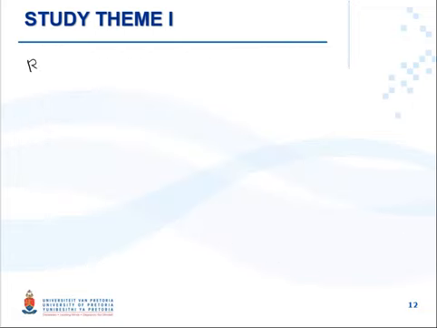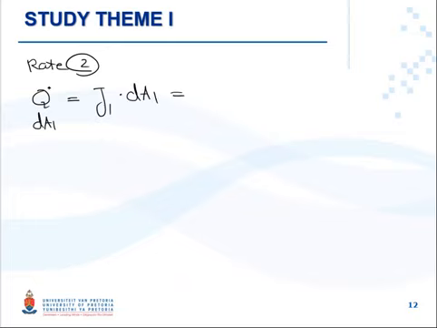For rate 2, what was rate 2? The total rate at which radiation leaves dA1 in all directions. So radiation that leaves the surface in all directions has the meaning of radiosity in it, all the radiation that leaves the surface. So we can easily say that Q̇ dA1 is equal to all the radiation that leaves surface 1 in all directions, dA1, which is pi (E plus R) dA1.